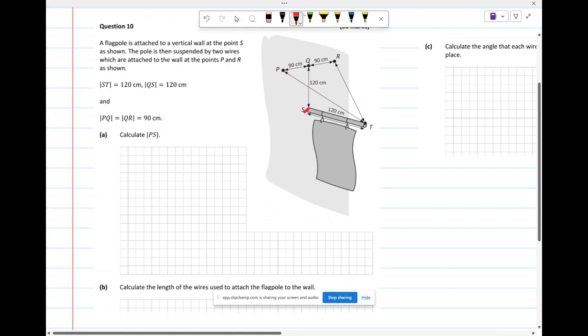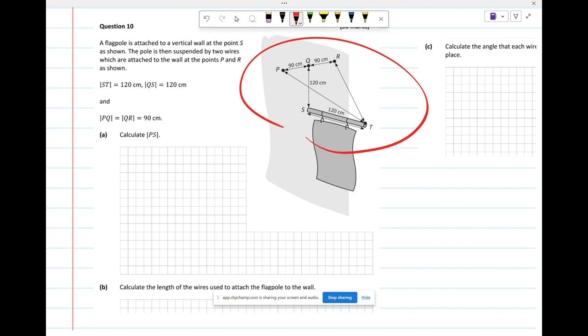The pole is then suspended by two wires, PR and PQ, or PT and RT, and we know ST is 120 and QS is also 120. Okay, and PQR is equal to 90, but everything's in the diagram anyway. So they want us to calculate PS.